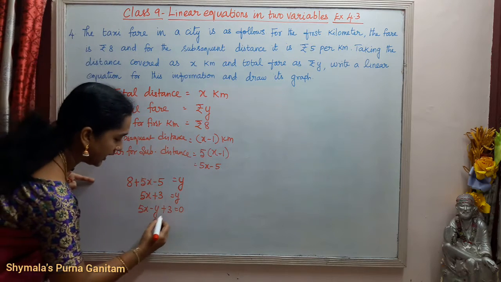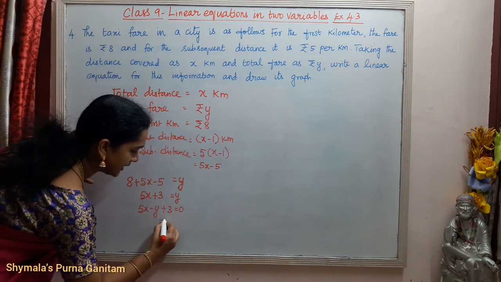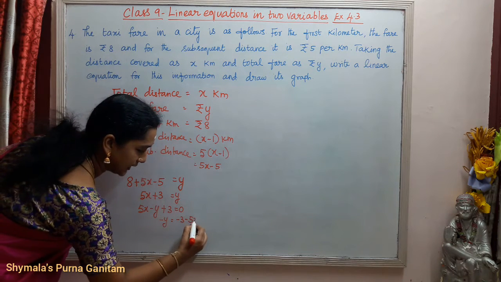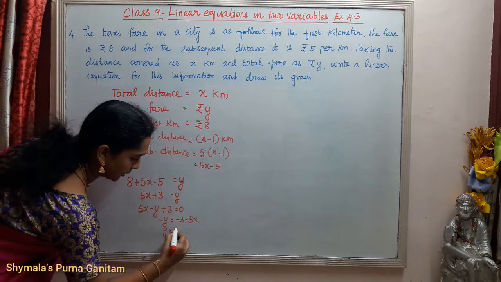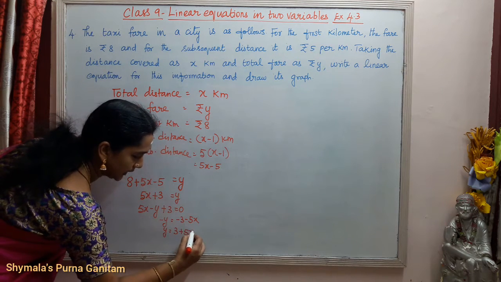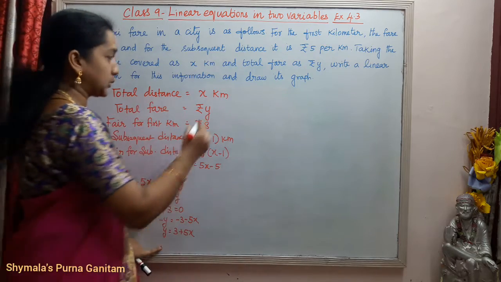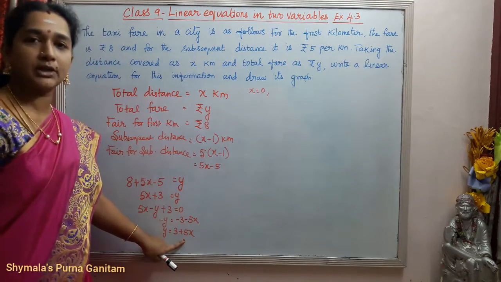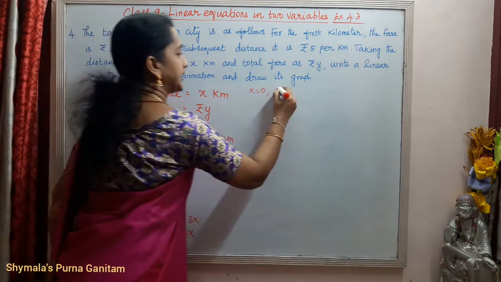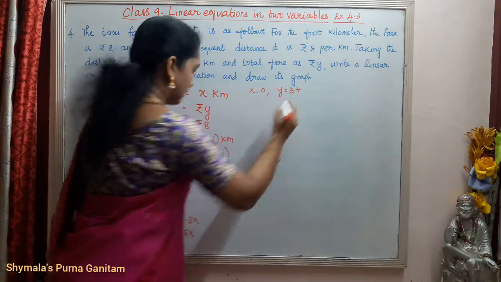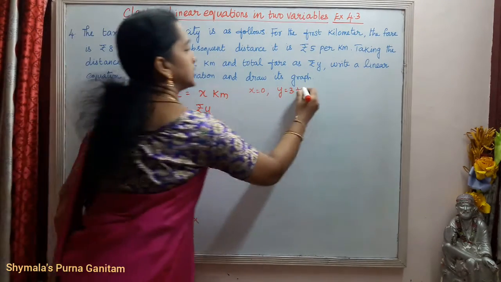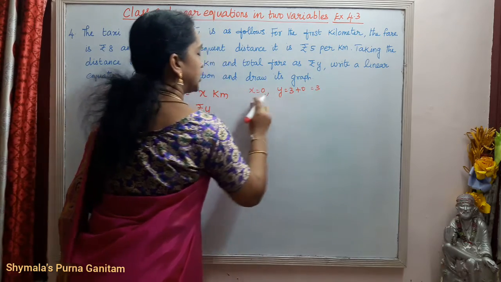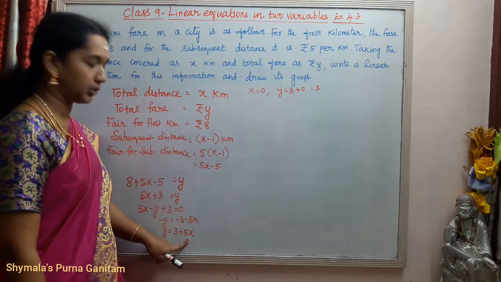So in this one, minus y is equal to minus 3 minus 5x. So y is equal to 3 plus 5x. Okay, so for this one, first if we take x is equal to 0, then y is equal to 3 plus 5 into 0, which is 0. So y is equal to 3. So if x is 0, y will be equal to 3.